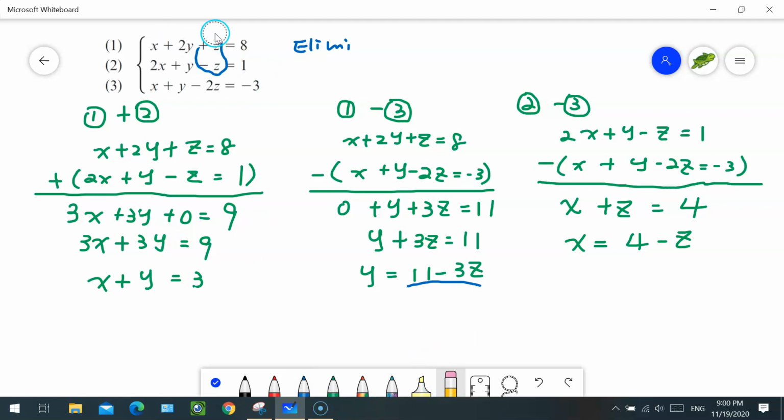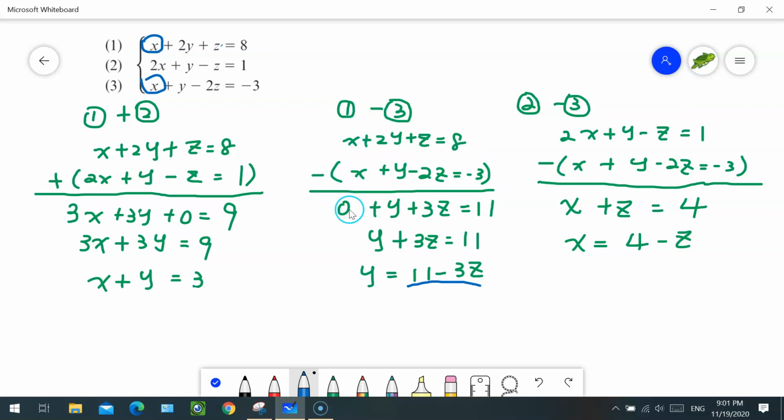Now we do the other 2 equations. First equation and the third equation. When I look at the first one and the third one, I realize I can eliminate the x. So I set up first equation minus the third equation. So copy down the first equation, copy down the number 3 equation, and I put a minus sign here, wrap the parenthesis. Now we start to process.